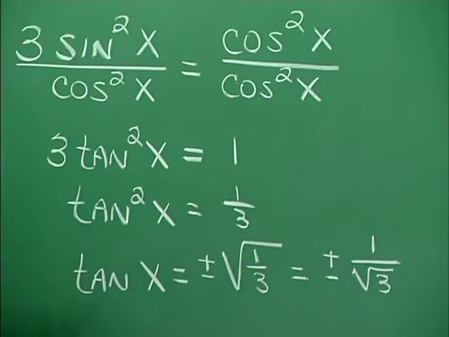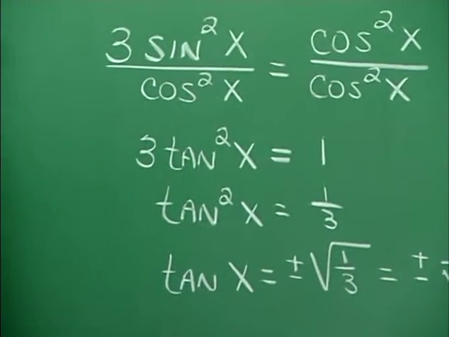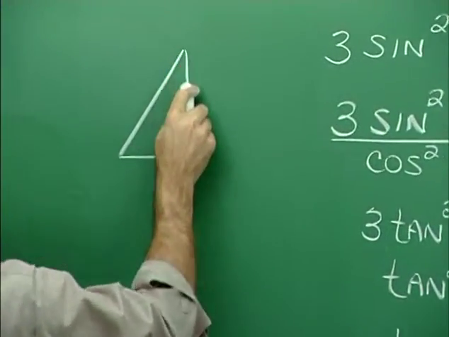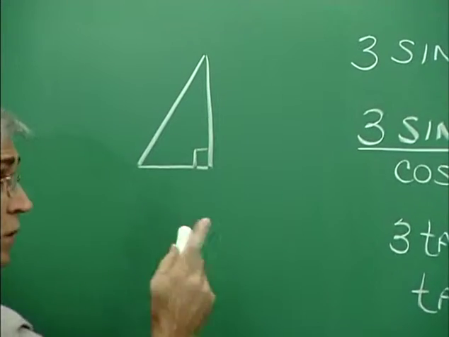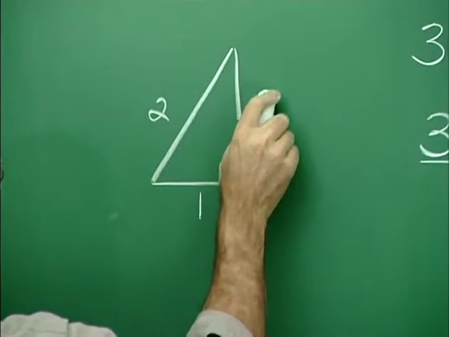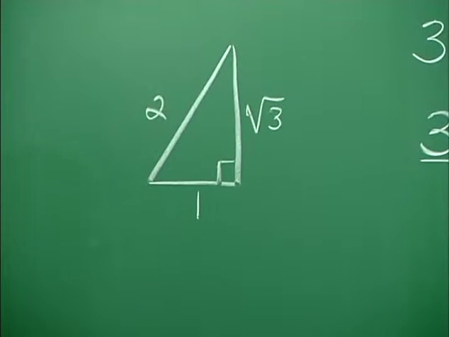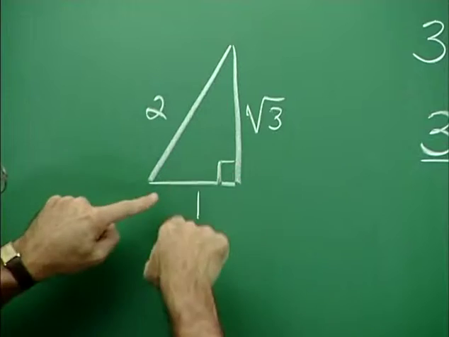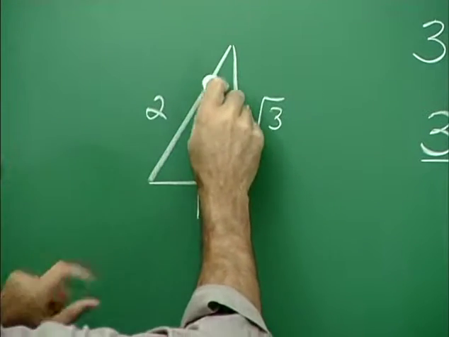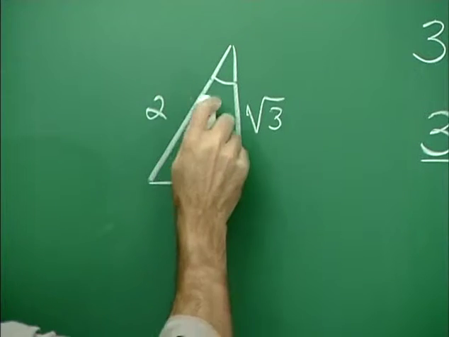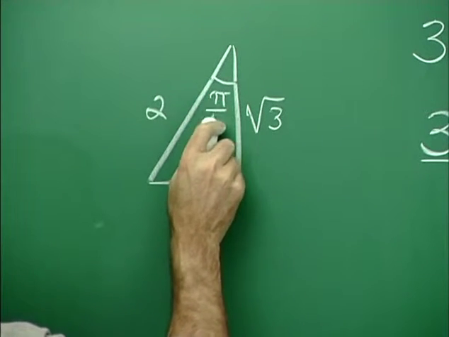Well, let's slide over to the side and think about a basic triangle involving the square root of 3. So that was 1, 2, the square root of 3. Now let's see, we want the tangent to be 1 over the square root of 3. So that's opposite over adjacent. So we're talking about the perspective of this angle. And that's an angle of 30 degrees or pi over 6.